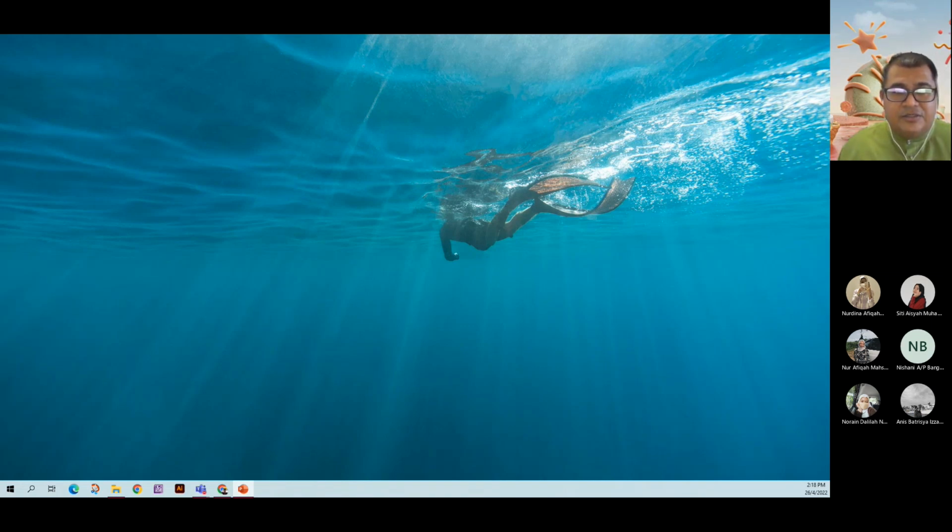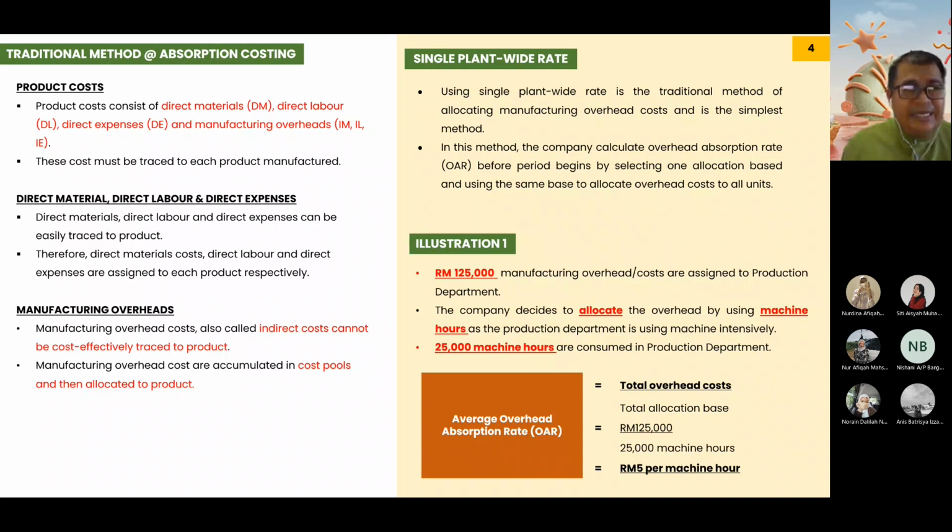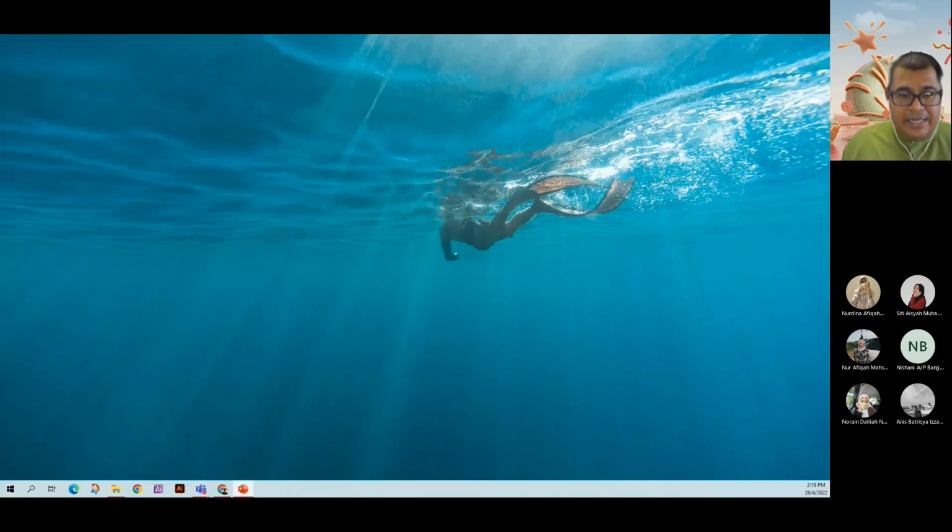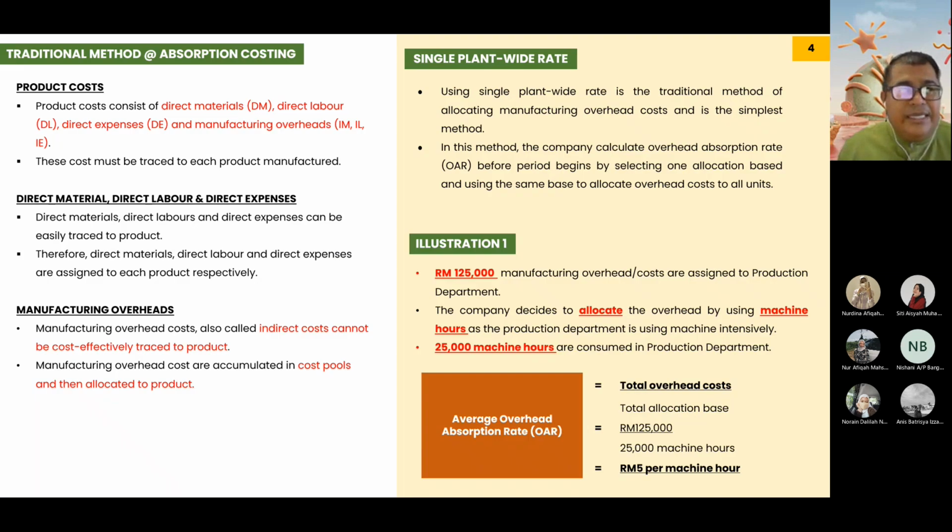Okay. Dia senang as compared dengan manufacturing cost ni. Okay, direct materials, direct labor, and direct expenses. Therefore, direct material, direct labor, and direct expenses are assigned to each product respectively. Okay, direct material, direct labor, and direct expenses.